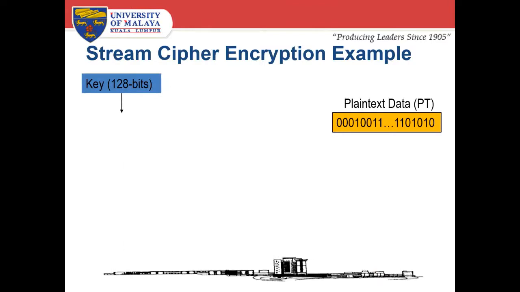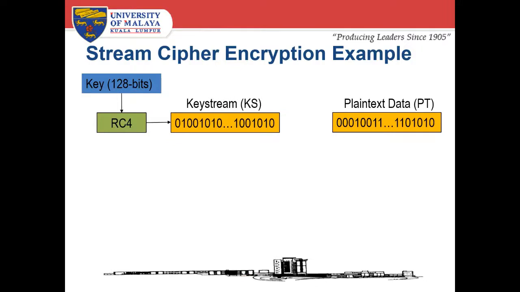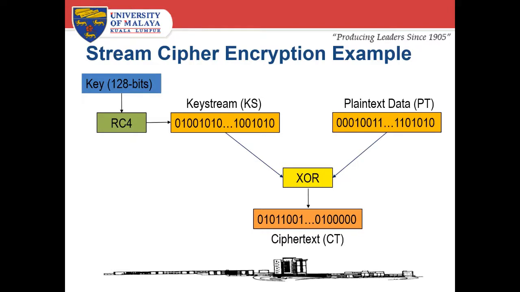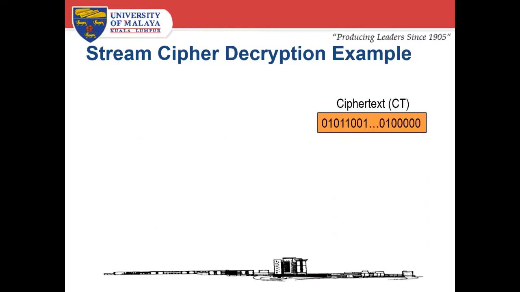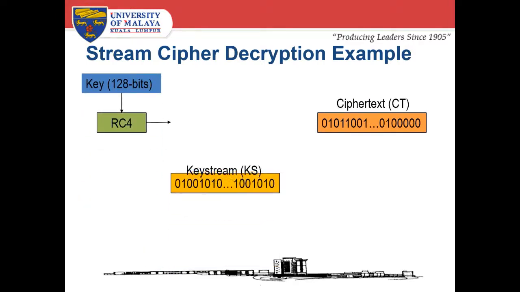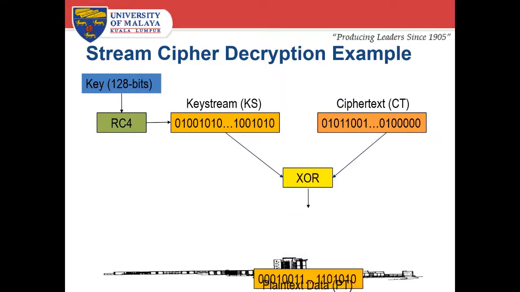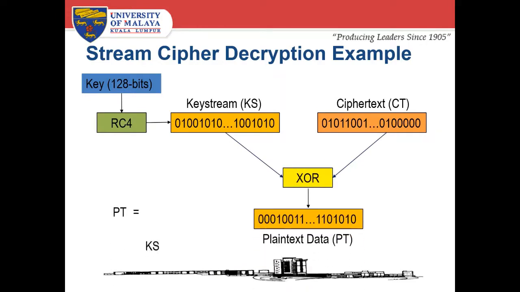So let's say you have a key 1 to 8 bits using the RC4. Let's say the key stream, you have a 0010 until this one. And then you have a plain text data PT. You XOR it, you will get something like ciphertext. The ciphertext is actually the key stream XOR with the PT. And when you want to recover the plain text, you XOR the key stream with the ciphertext and you get the plain text data. Okay.